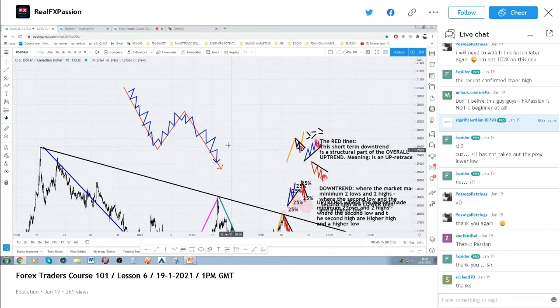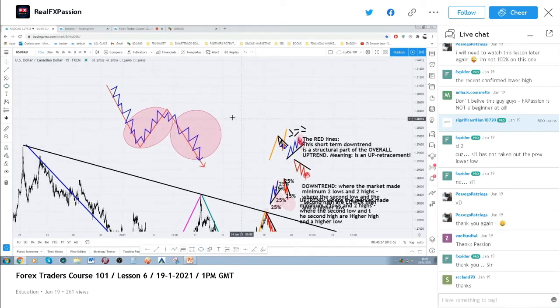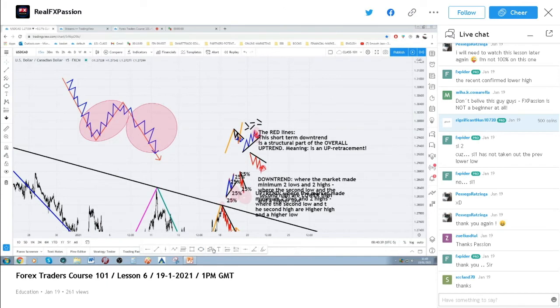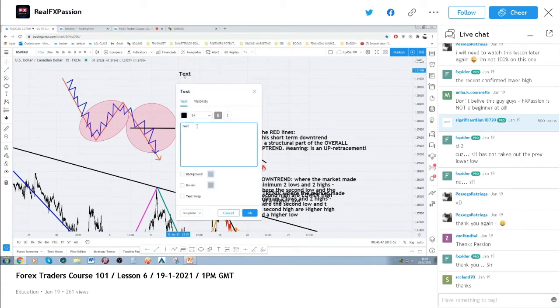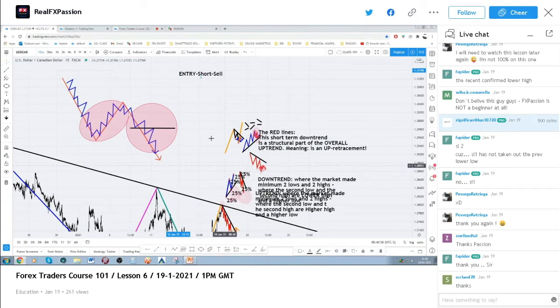Now, today we are talking about uptrends and downtrends, how to spot them, how to identify them before we trade. Everybody, does this make sense to you? That we can short the red line and we can also short the blue line. So let's say that we enter somewhere in here. This is going to be our entry. Entry short or sell for the beginner traders.